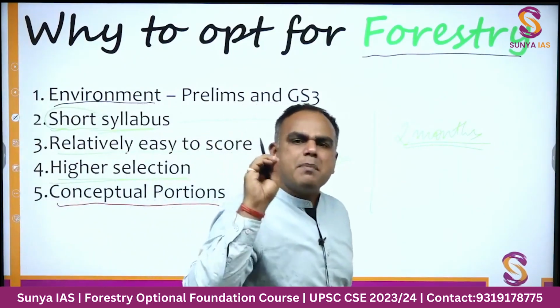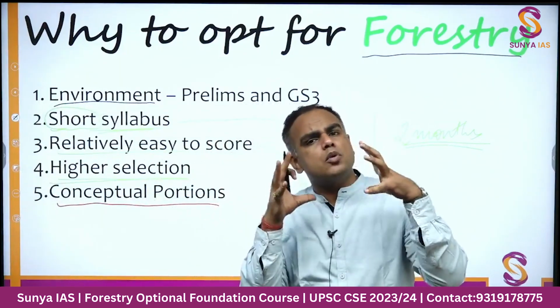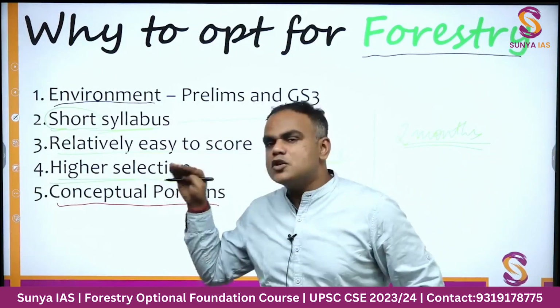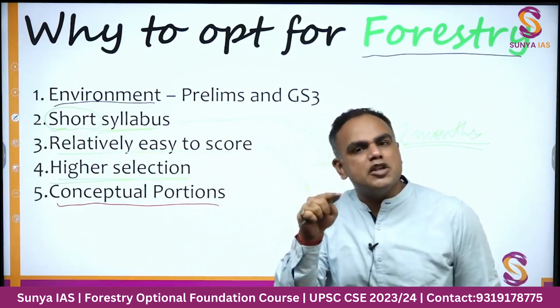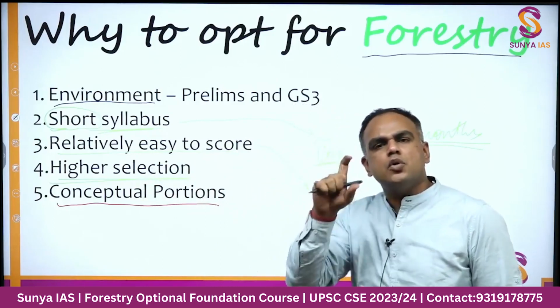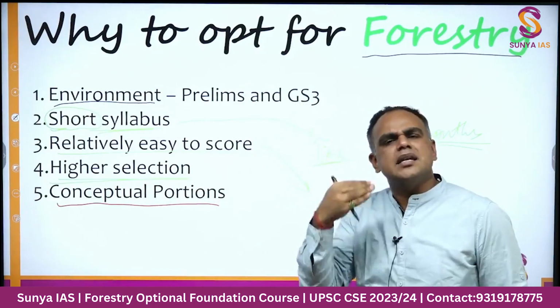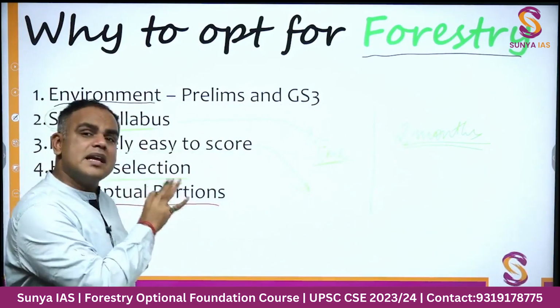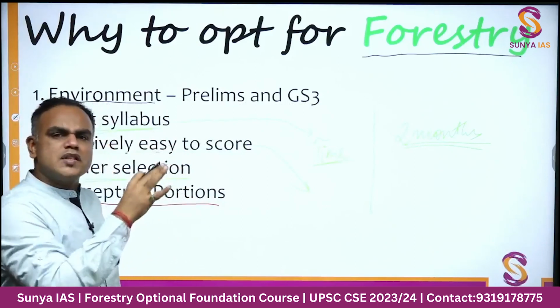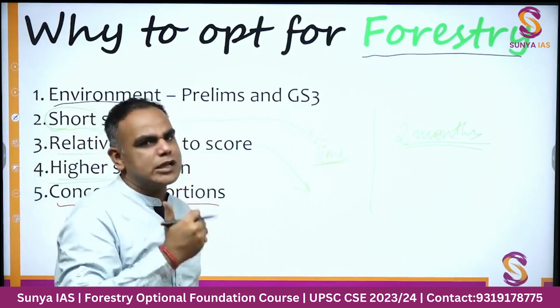For example, in paper 1, the people who are very good in silviculture, which is one of the most core areas, will definitely score very well in paper 1. Similarly, if you are good in forest management, you know the working plan, you know forest mensuration, then you can score very high marks, as seen year on year. We have seen almost every year toppers scoring very high in forestry. So all these arguments make this a compelling choice as your optional.